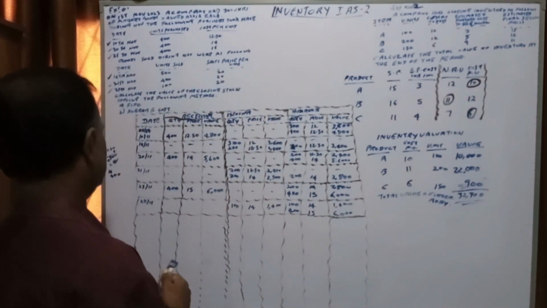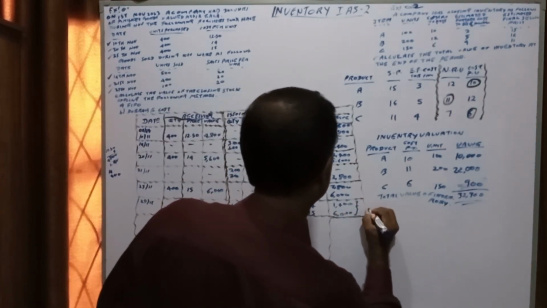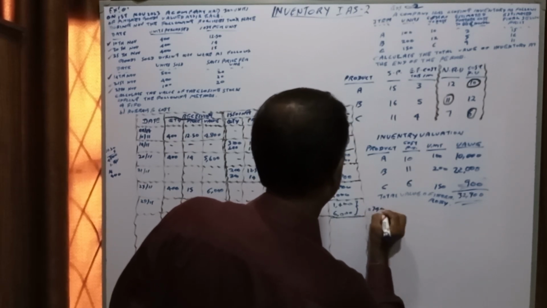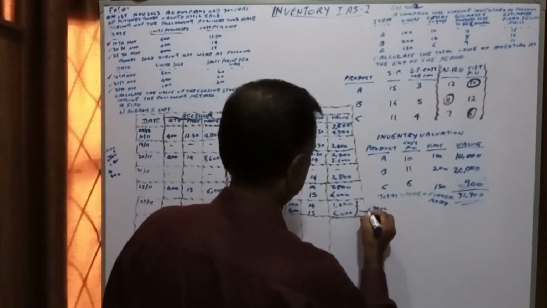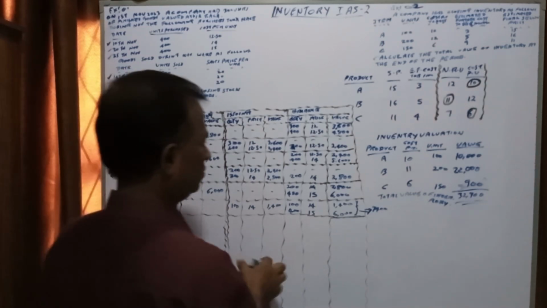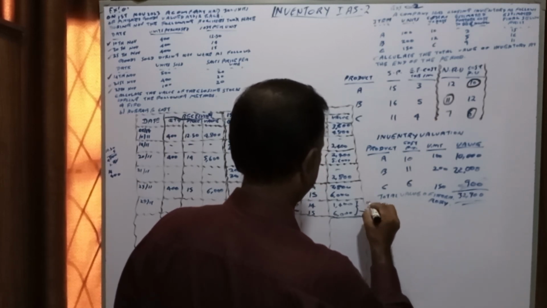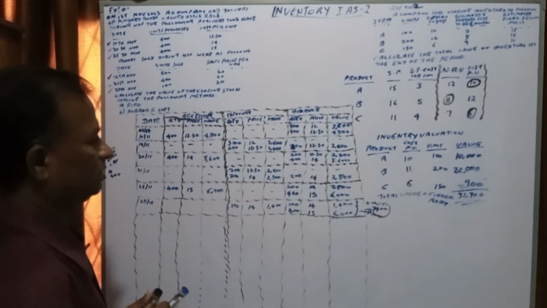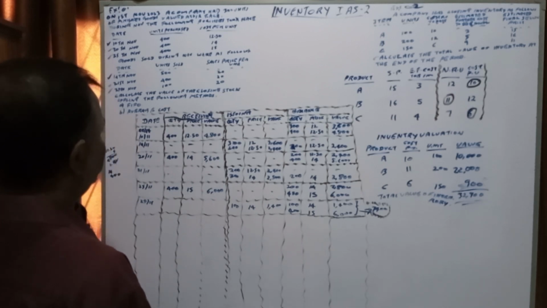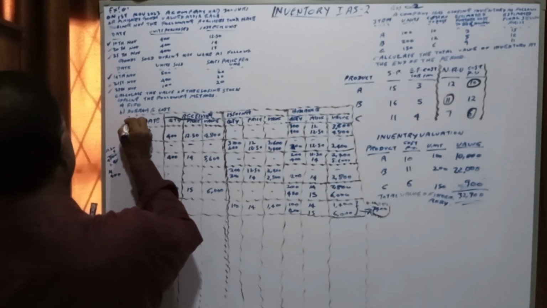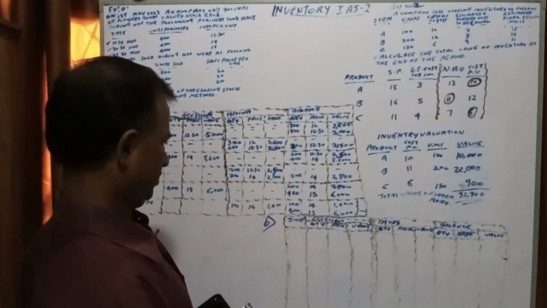So the total value of the stock, if you add these two, is 7,400. The total value of the inventory is 7,400. Now the first part of the question we have answered. Next we will do the weighted average method.